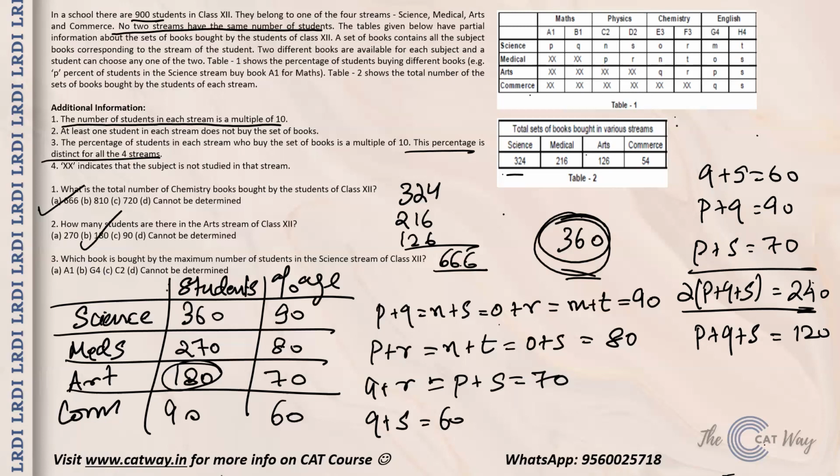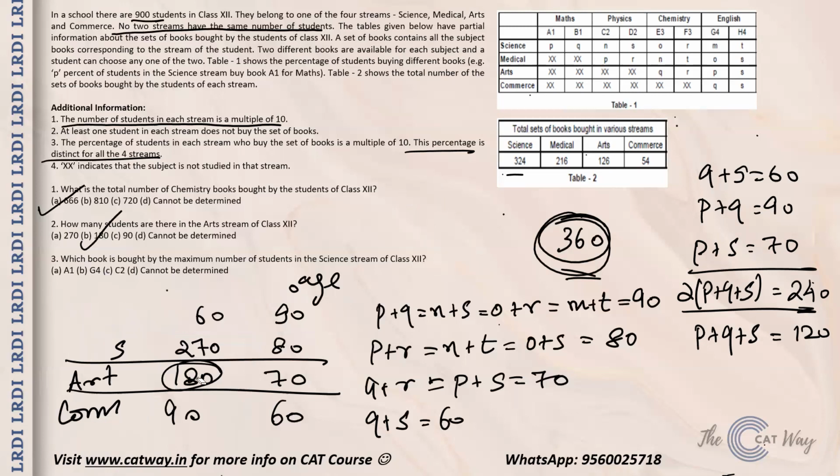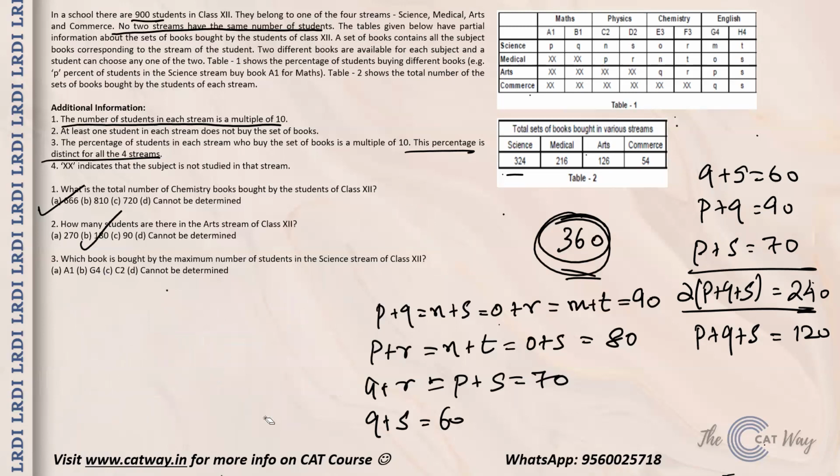Now, guys, what you know is, let me remove some data. Let me get some free space for calculating. Okay, so now what you know is that P plus Q plus S is 120. Between them, Q plus S is 60. If Q plus S is 60, that means the value of P is 60, right? If P is 60 and P plus Q is 90, in that case, Q is 30.